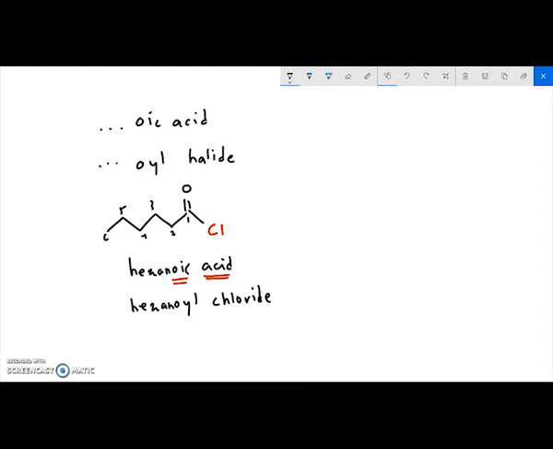In another example, if we have an aromatic acyl halide, it originates from benzoic acid. So benzoic acid is a benzene attached to the C double bond O OH. This will be benzoic acid.